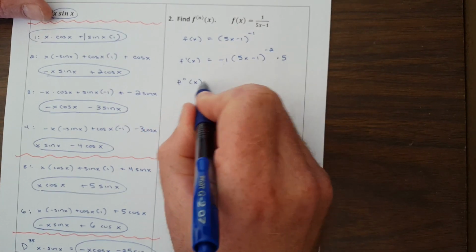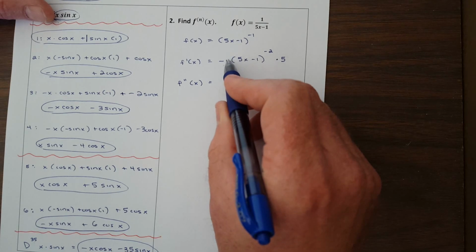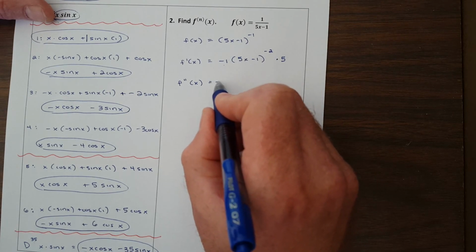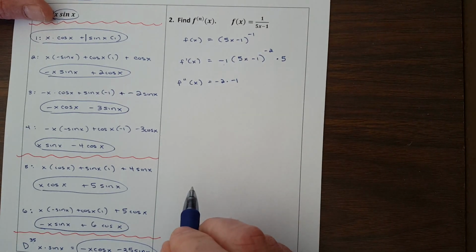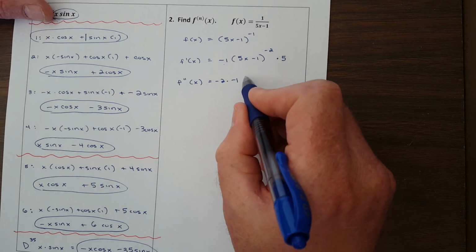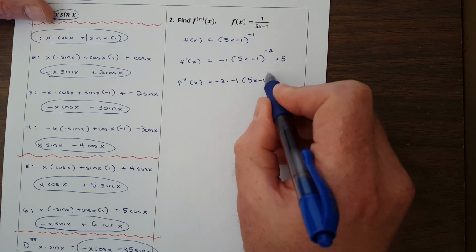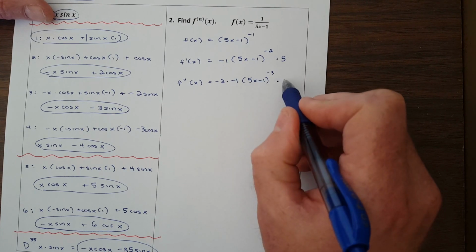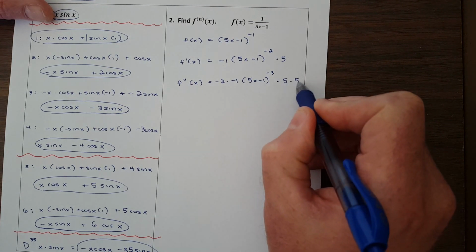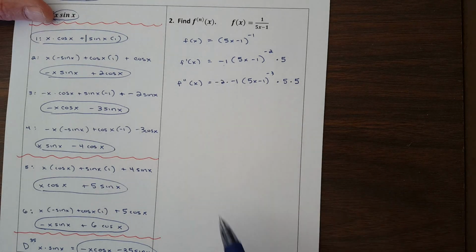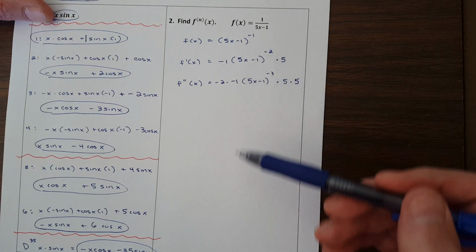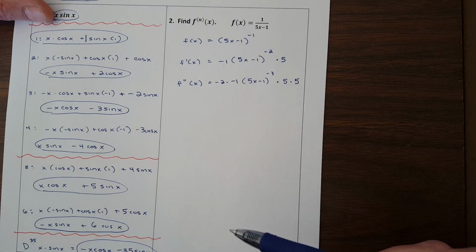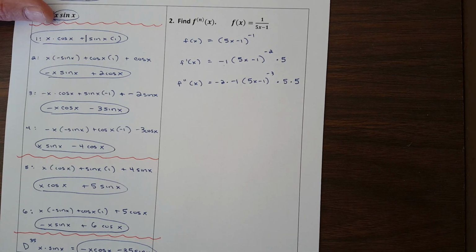The second derivative is going to be bring this negative 2 down. I'm going to actually keep that negative 2 separate from the negative 1. 5x minus 1, here's our power rule, followed by the chain rule. So there's going to be another 5 multiplied out here. Again, I'm going to pause the video and allow you to maybe write some of these steps down and see what you can do, and we'll be back.